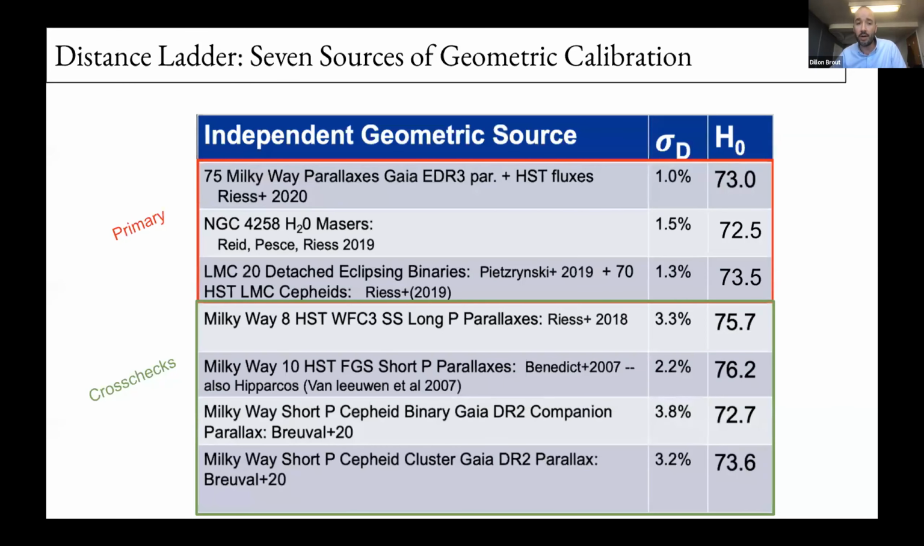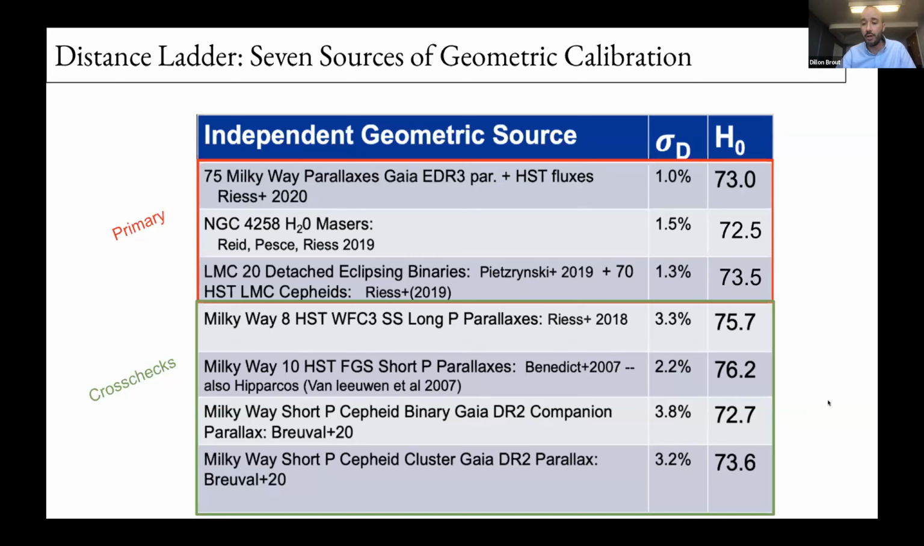So when it comes to the first rung of the distance ladder, there are seven sources of geometric calibration. The first three highlighted here are what we call the primary sources that we use in the main measurement. Those are the most accurate and independent measurements. So from parallaxes, specifically Gaia DR3 or EDR3. And we have water masers, that's led by Mark Reid. And then we have detached eclipsing binaries, three different methods of computing geometric distances to those very, very nearby galaxies.